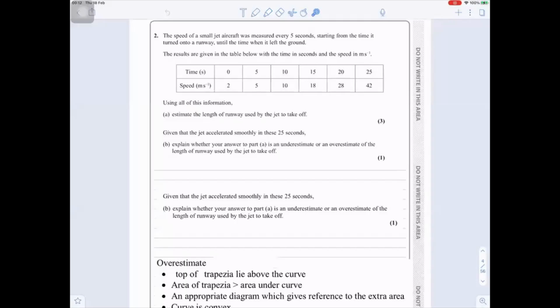The speed of a small jet aircraft was measured every 5 seconds, starting from the time it turned into a runway until the time when it left the ground. The results are given in the table below with the time in seconds and the speed in meters per second. Using all this information, estimate the length of runway used by the jet to take off.